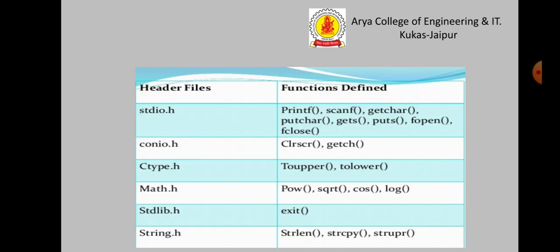These are the basic header files and the functions included in them. Students, we use most of them: printf, scanf in the stdio.h header file; clrscr, getch in the conio.h header file; and the string header file, where we use strlen to calculate the length of a string, and strcpy to copy a string from one to another.